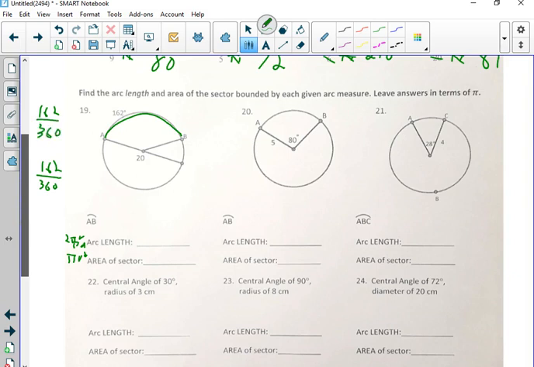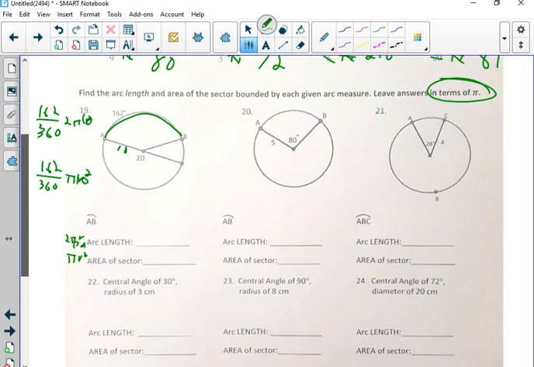So to find the arc length, you're going to multiply by 2 pi r. And to find the area of the sector, you're going to use the area of the circle formula, pi r squared. So what's my radius? It's 10. So I'm going to change this to 10 and this to 10. 10 squared is 100. Remember, it says here, leave in terms of pi.